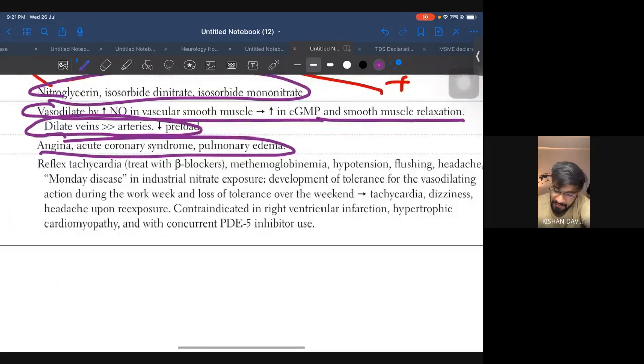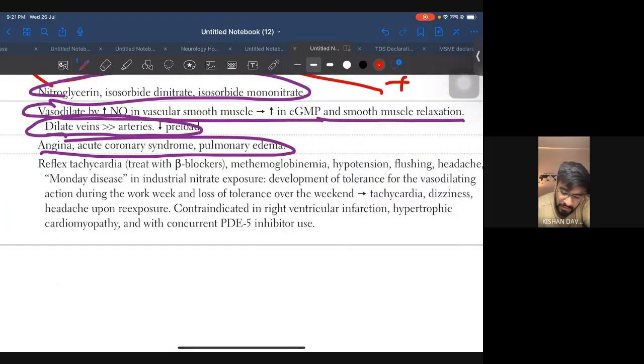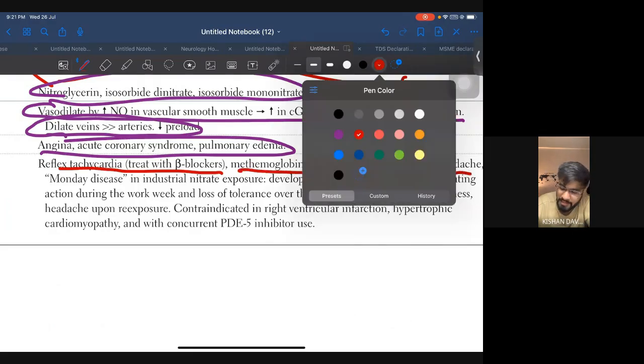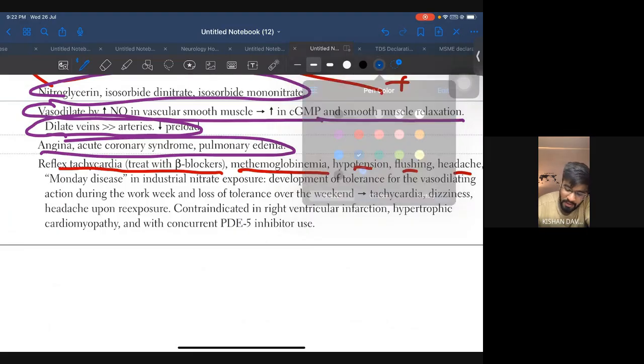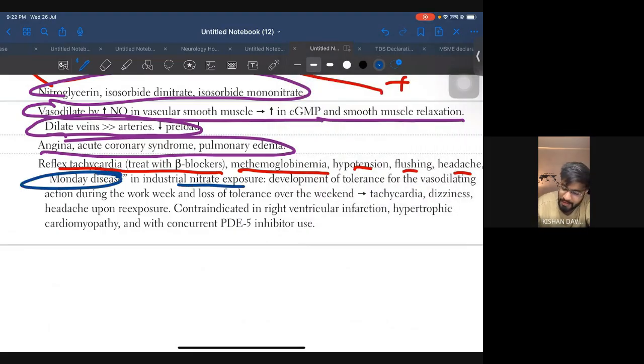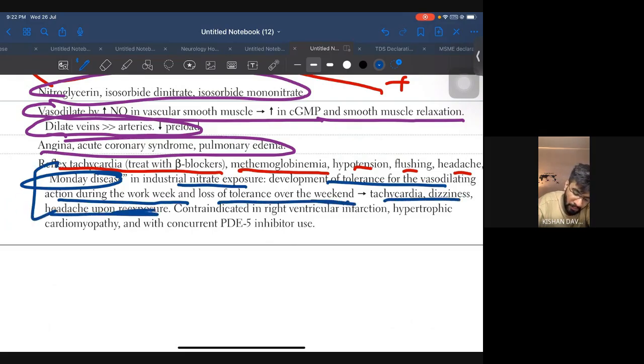Coming to adverse effects. Adverse effects are very important. Why? Because of reflex tachycardia, methemoglobinemia, hypotension, flushing, headache. So this Monday disease is very important. In industrial nitrate exposure, there is development of tolerance for vasodilating action during the work week and loss of tolerance over the weekend. So tachycardia, dizziness, headache upon re-exposure. This is very important. They have asked it in UWorld. 2 to 3 questions are there in UWorld regarding this.